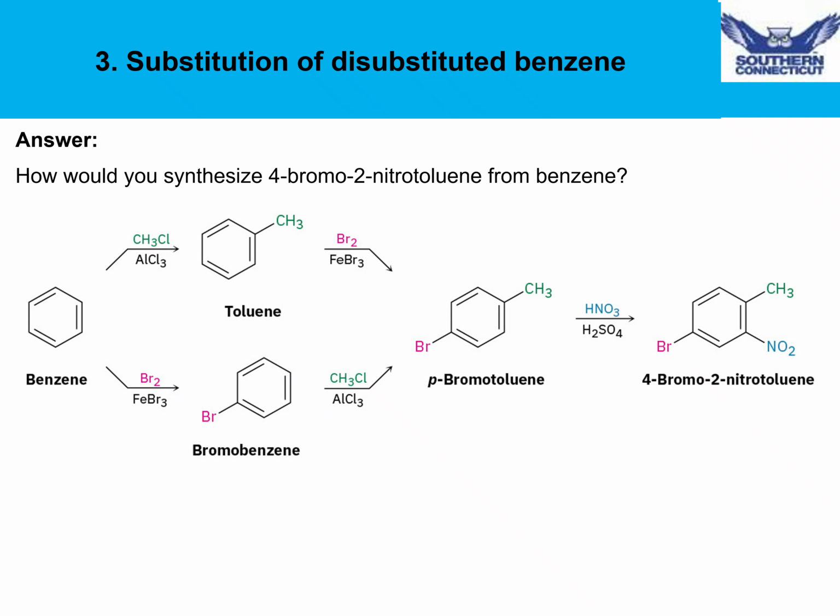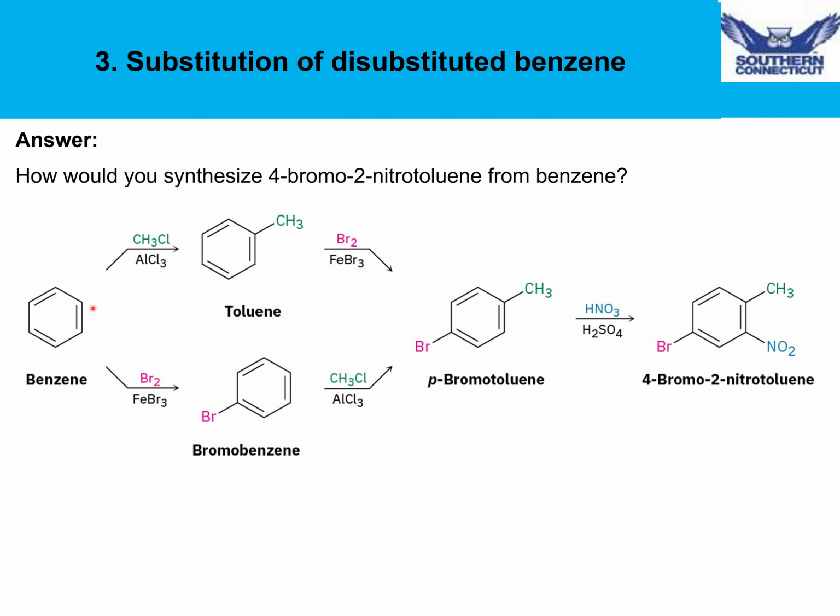In this question, we're trying to synthesize 4-bromo-2-nitrotoluene from benzene. In the process, we're going to add 3 new substituents, and so we want to think about what sequence we would add them in so that as we add any new substituents, they're directed to the correct position.